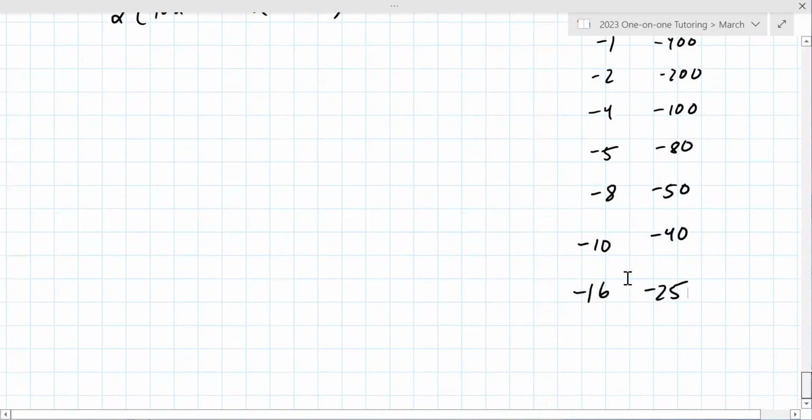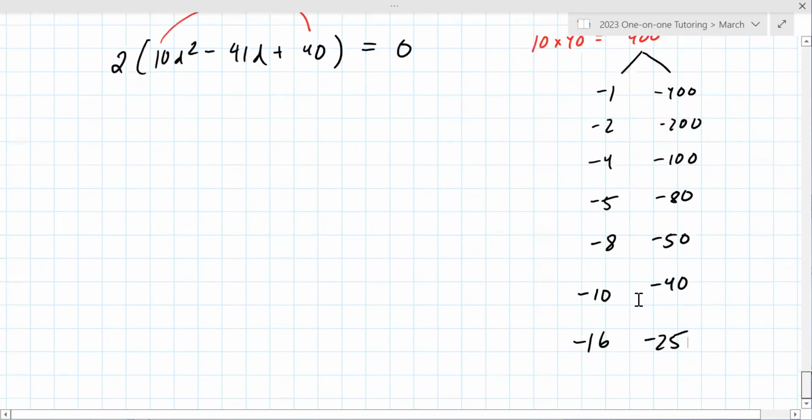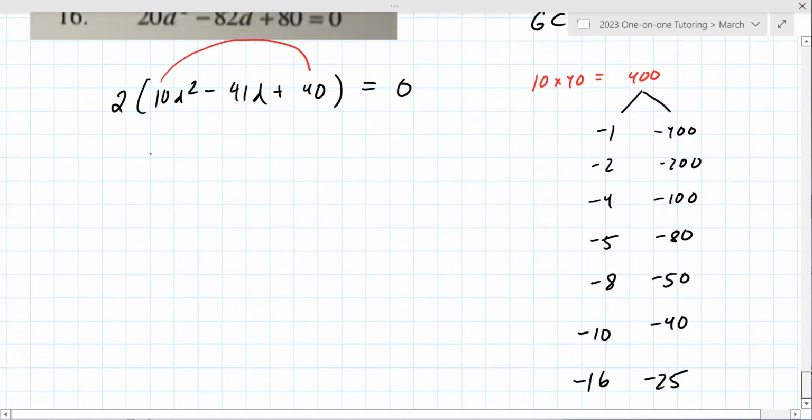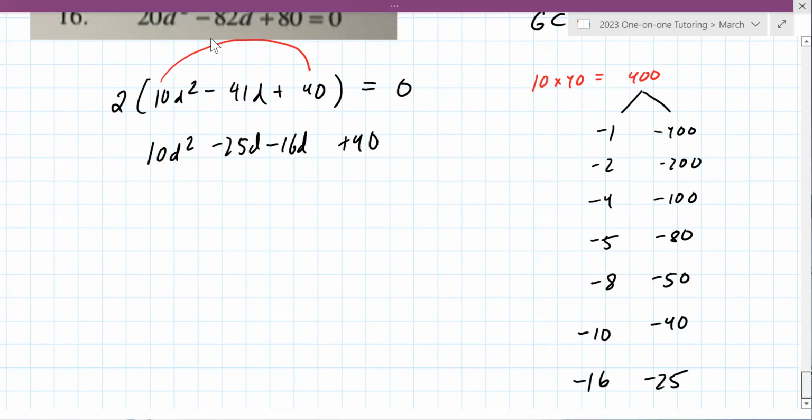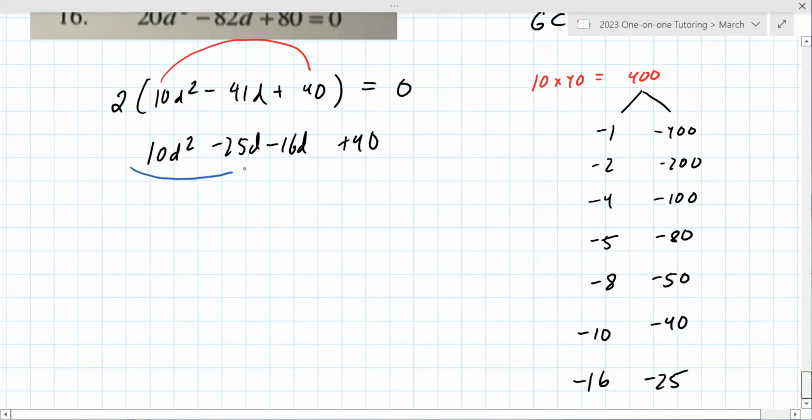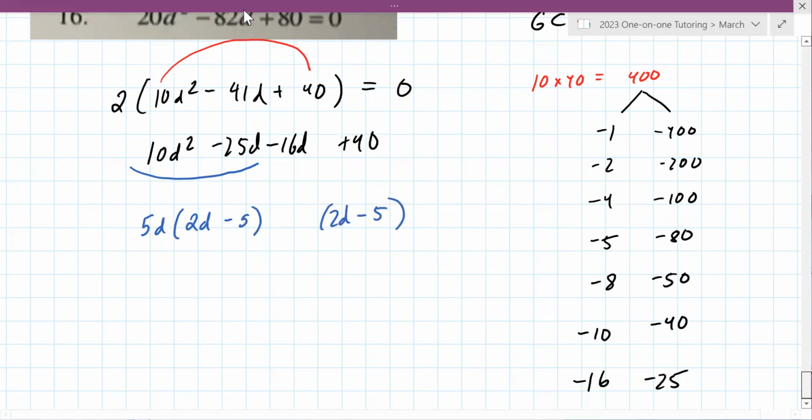It is frustrating even for people who do this all the time, because it's like, where is the number? That one does work. So it's 10d squared minus 25d minus 16d plus 40. And from here, you do the grouping like we've done a bunch of times. So you look at the first 2 terms. Is there a number that goes into both of them? Yes, it's 5d. And that becomes 2d minus 5, 2d minus 5.